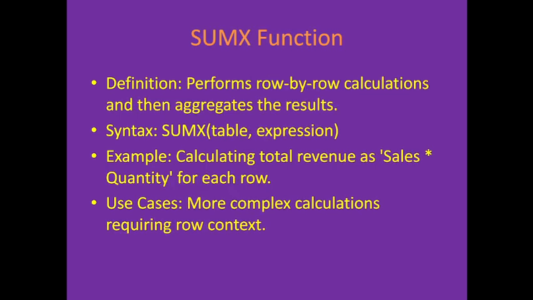Coming to the SUMX function, as I already told, it performs row by row calculations and then aggregates the results. As you can see in the syntax, in SUMX we first supply the table name and then the expression, right? First you supply the table on which you are performing the aggregation, and then your expression, like if you want to multiply or add columns. For example, the total revenue is sales into quantity for each row, and it is used for more complex calculations which require row context.